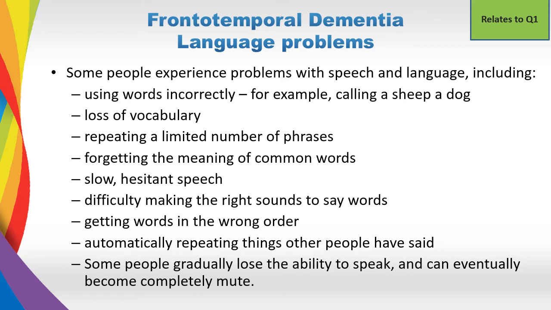So it can sometimes have an effect on language problems as well as the behavioural issues that we looked at on the previous slide. So they might use words incorrectly, like calling a sheep a dog. They might lose some words or lose some of the vocabulary. They might repeat a limited number of phrases, forget the meaning of common words. They might speak slowly or hesitantly. They might have difficulty making the right sounds to say words. They might get words in the wrong order. They might automatically repeat something that someone said to them. Some people will gradually lose the ability to speak and eventually may become completely mute.